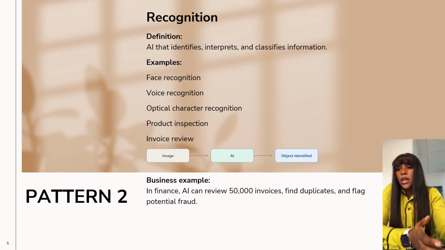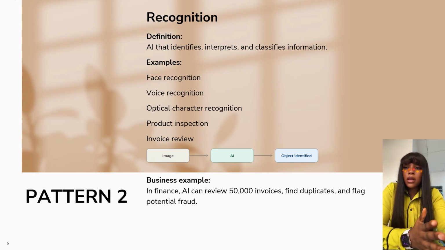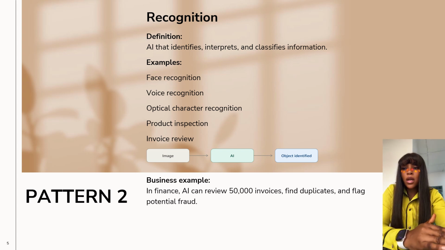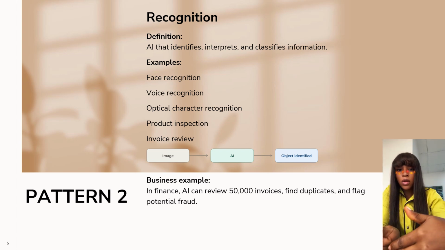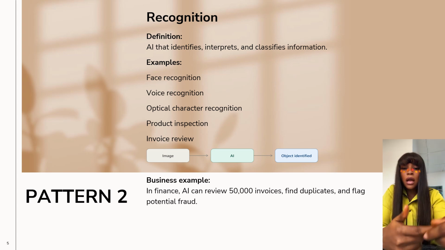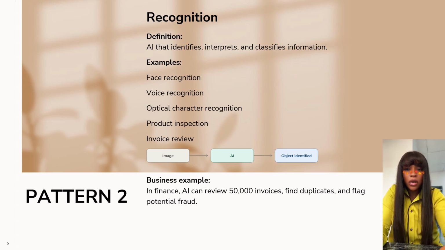For example, a finance department might receive 10,000 invoices every month, and instead of someone reviewing each invoice manually, AI scans every document. It finds duplicated invoices, missing information, incorrect amounts, and potential fraud. So what recognition AI does is really all about identifying information accurately and quickly.